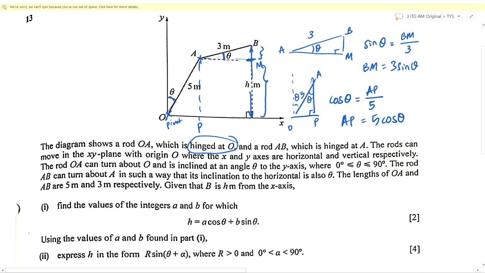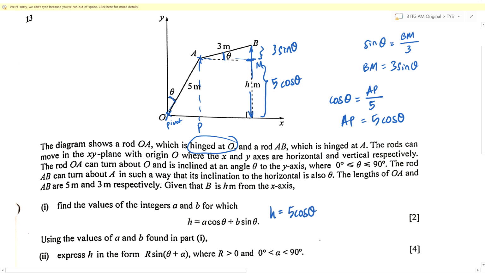So now we have expressions for both heights. The first on top is 3 sine theta. The one below is 5 cosine theta. Both of these add up to become H. So H is now, put it in the form that we want, 5 cosine theta plus 3 sine theta. Find the values of the integers. So you need to state A equals 5, B equals 3.